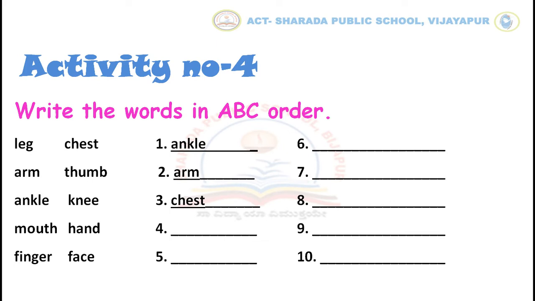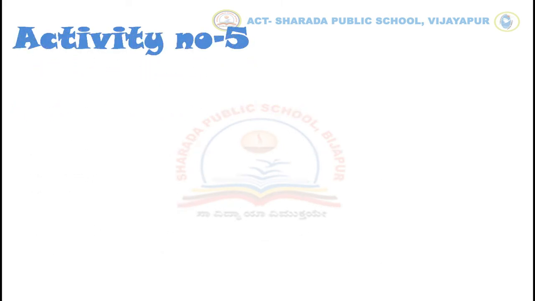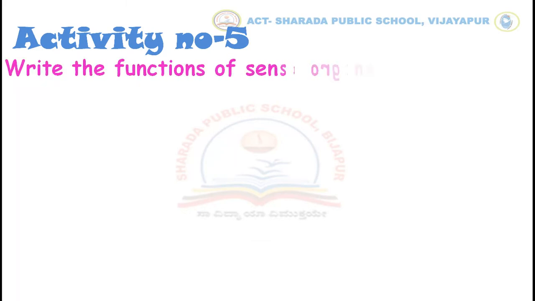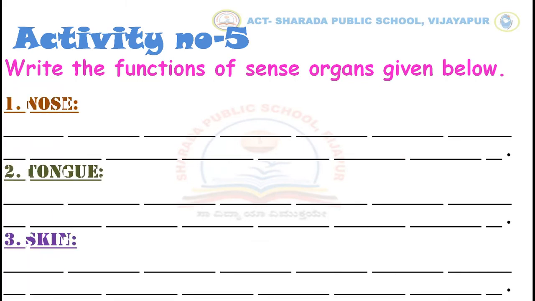Let us move to activity number 5. Write the functions of sense organs given below. Nose, tongue, skin. You have to write the functions of these sense organs in the given space.